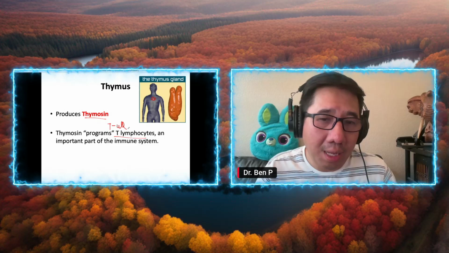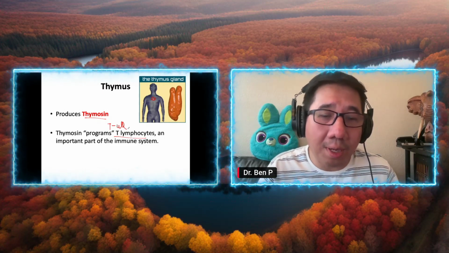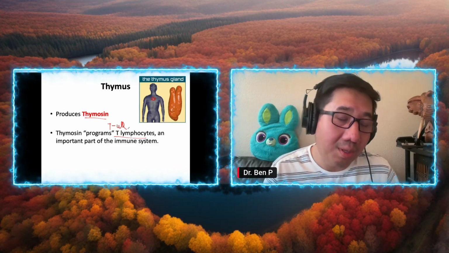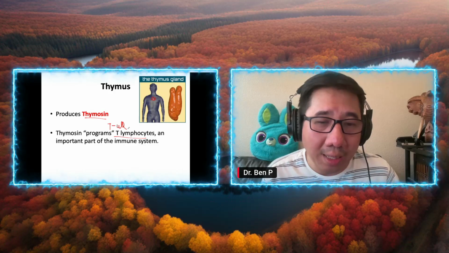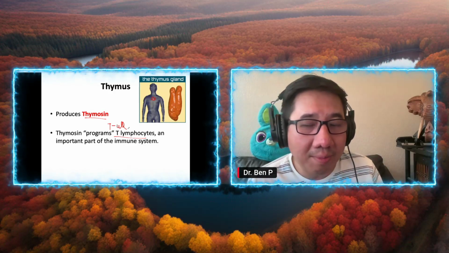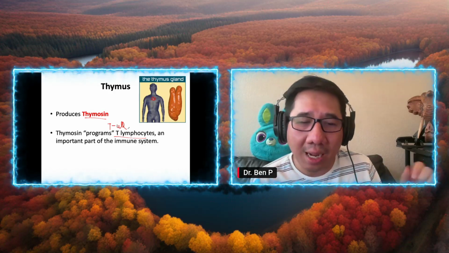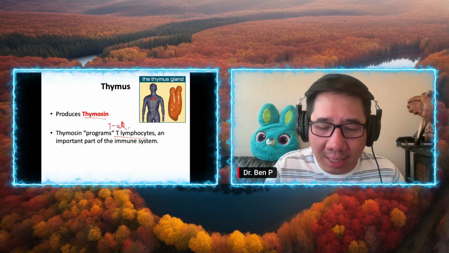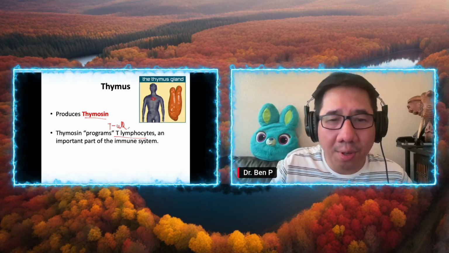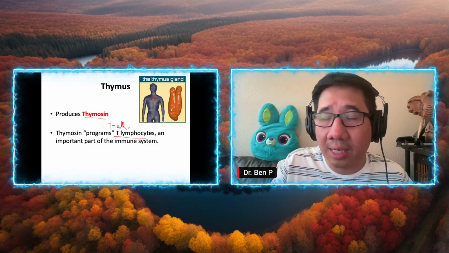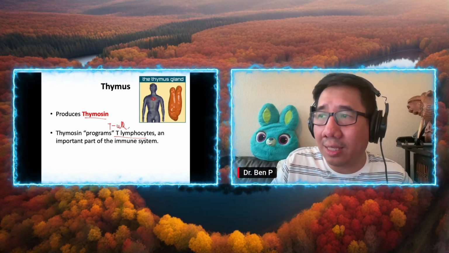If I ask you, the thymus produces what hormone, or thymosin is produced from where? Thymosin is produced from the thymus. And what does it do? It helps raise your T cells, helps program your T cells. T lymphocytes, T cells.